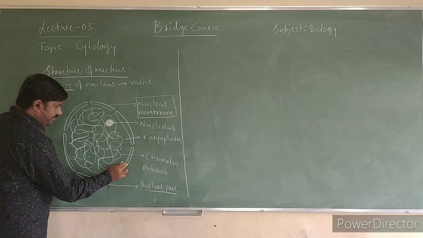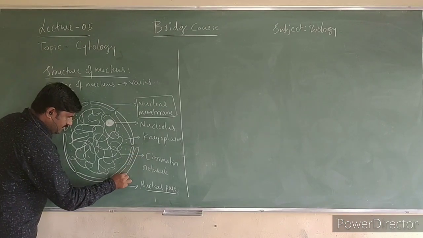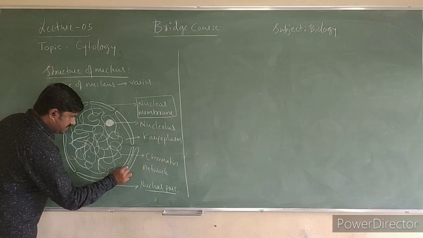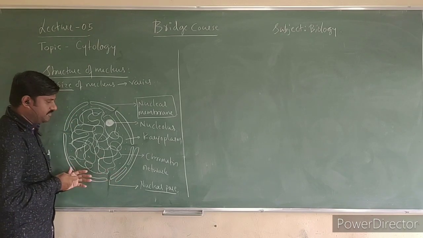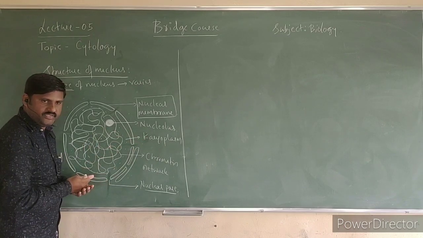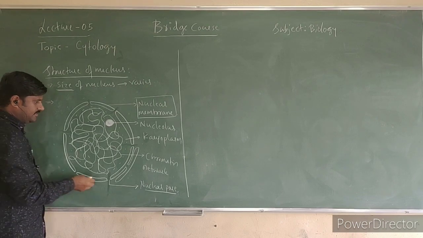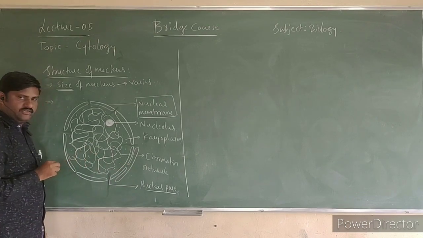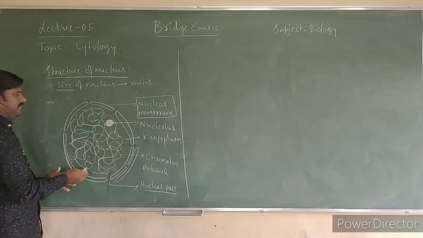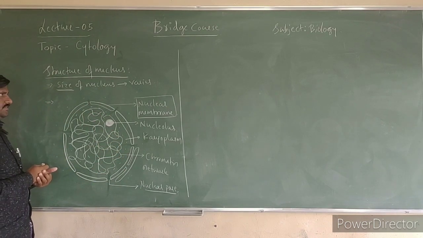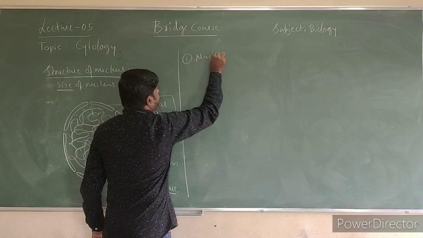And this nuclear membrane continues as endoplasmic reticulum. In the last video we discussed what is endoplasmic reticulum, where it starts from and where it ends, meaning it fuses with the outer plasma membrane and so on, right? Like this, it continues as endoplasmic reticulum. So this is the major aspect of nuclear membrane. So the first one is nuclear membrane.